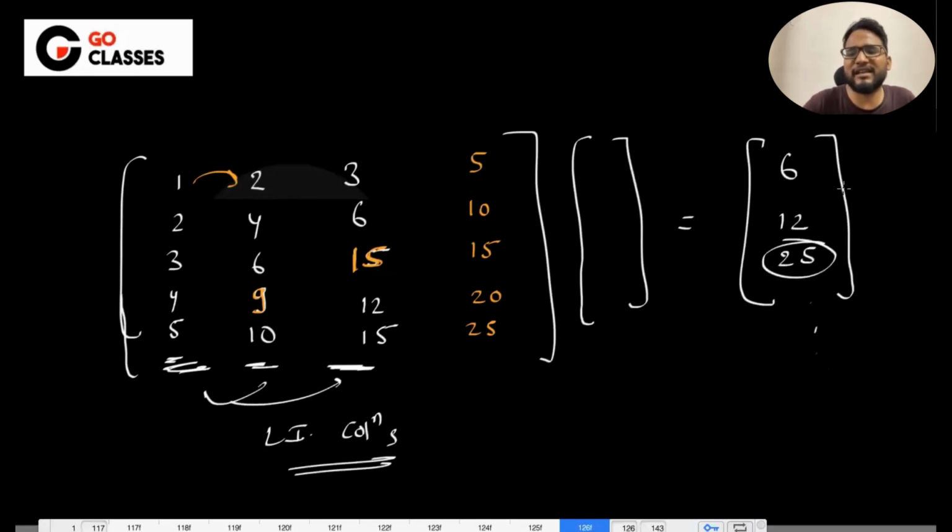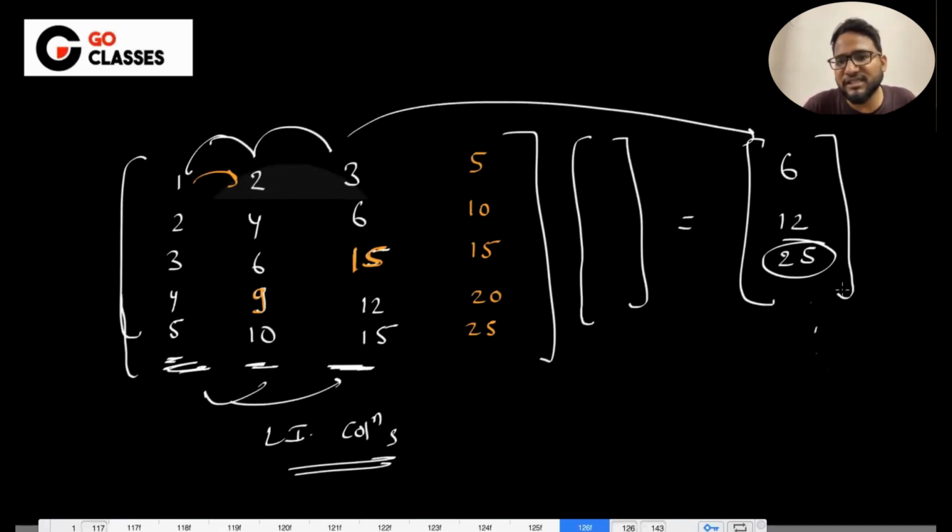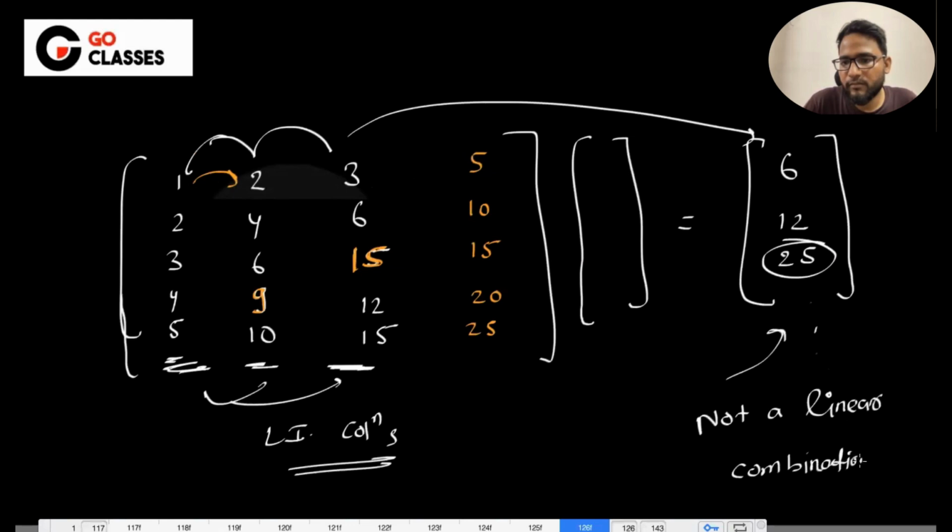And then let's have some column which is actually not a linear combination of these 3 columns. Let's suppose this is not a linear combination of these 3 or these 4. This 4 is just useless. So let's say that this is not a linear combination of these 3 columns. Okay.